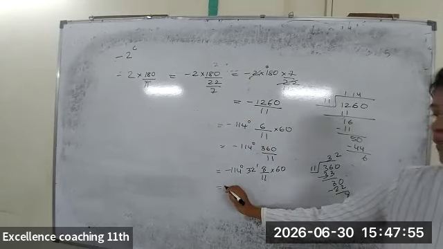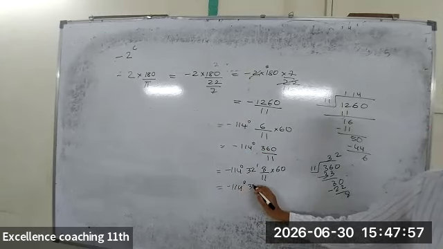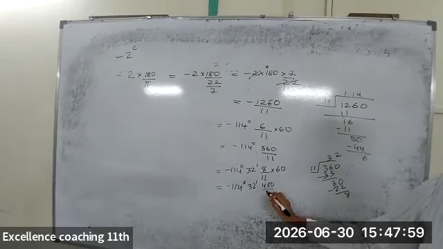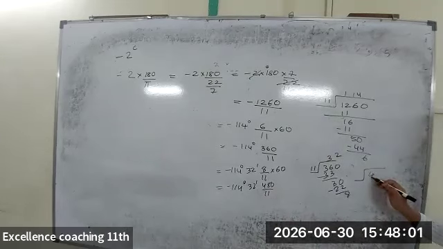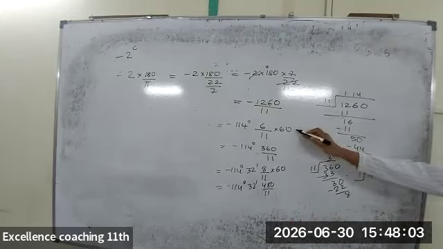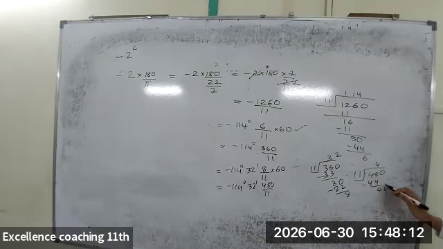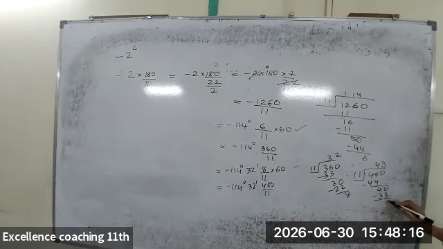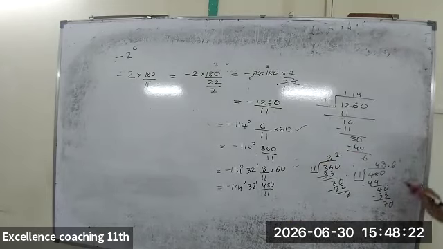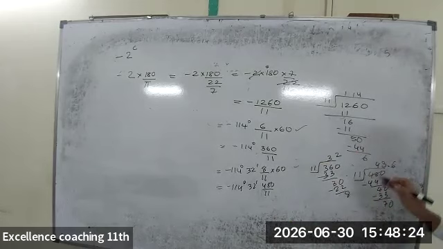So 480 upon 11. Now you know that already I multiplied by 60 two times. The third time division has to be rounded off to the closest number. It will be 44.